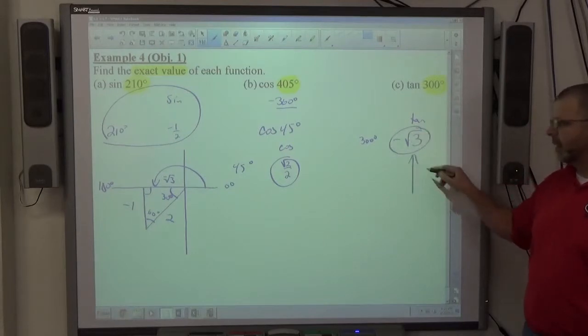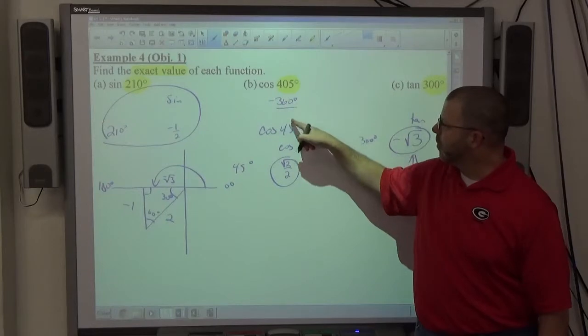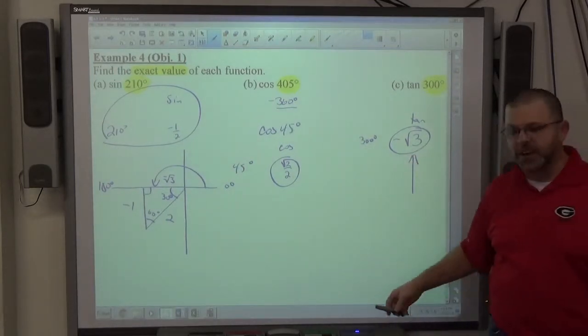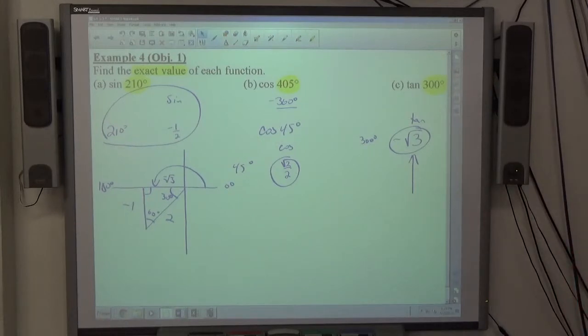I want the answers looking like that on each of those. They're on your sheet. Just a matter of you reading it correctly. If the angle's too big, subtract 360. If it's a negative angle, add 360 until it's positive. If it was a cosine of 1005, keep subtracting 360 until it's between 0 and 360. You'll have to do several subtractions.